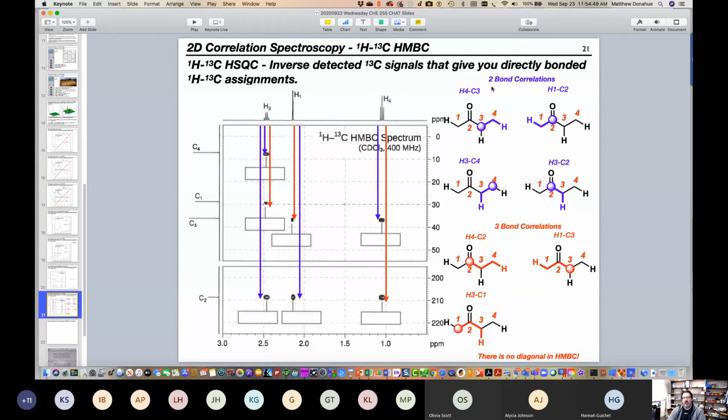So for example, you can have 2-bond or 3-bond correlation. In blue, I have the 2 bonds. So we have hydrogen 4. You go out 2 bonds, you hit carbon 3. So that's what we're seeing here. The sphere, the dot, is the carbon atom. In red, H4 sees H2 through 3 bonds. So this hydrogen, we count 1, 2, 3 bonds. That's a 3-bond correlation. That hydrogen sees that carbon, and that's what that peak is.